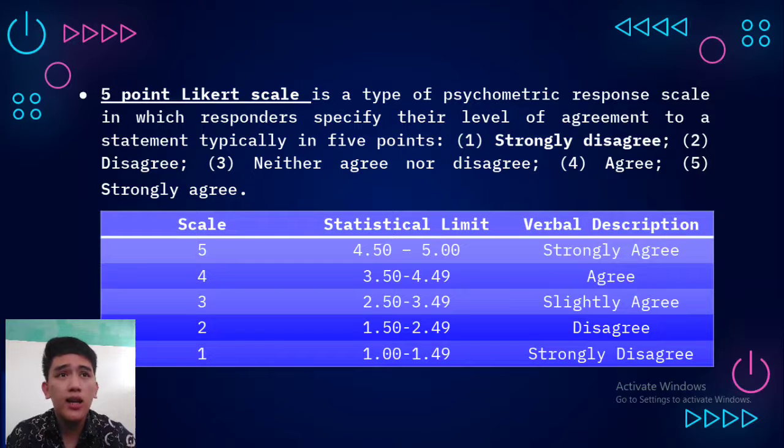Siyempre, para maliwanagan ang mga respondents, kailangan natin ilagay ang verbal descriptions kung ano ang ibig sabihin nito. Ang 5 is strongly agree, and 4 is agree, 3 is slightly agree, 2 is disagree, and 1 is strongly disagree. Okay, next.